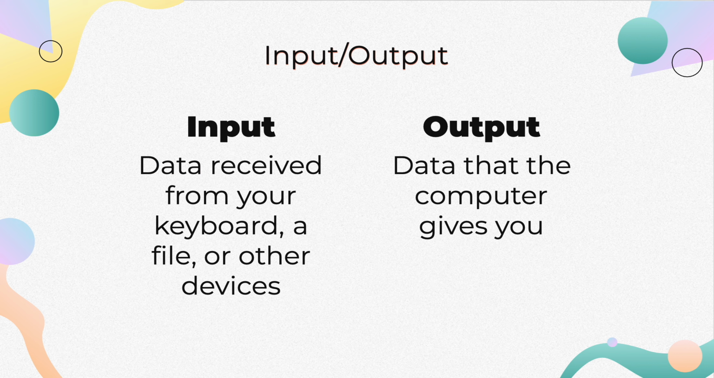Input and output. Input is the data that you actually give to the computer. So for example, if I told my computer I am 15 years old, that is input. But let's say that the computer told me you were born in 2007. That would be output.